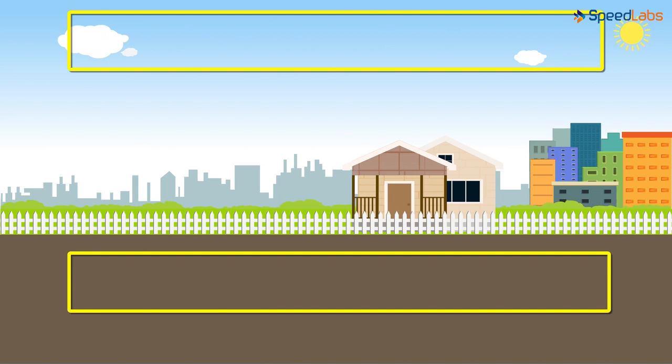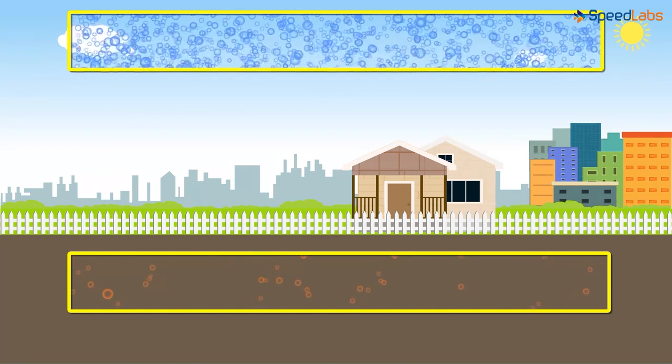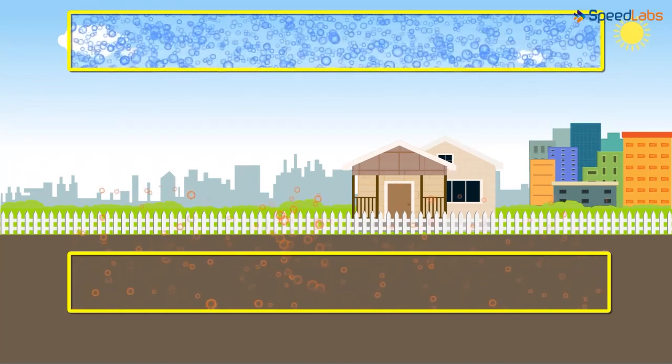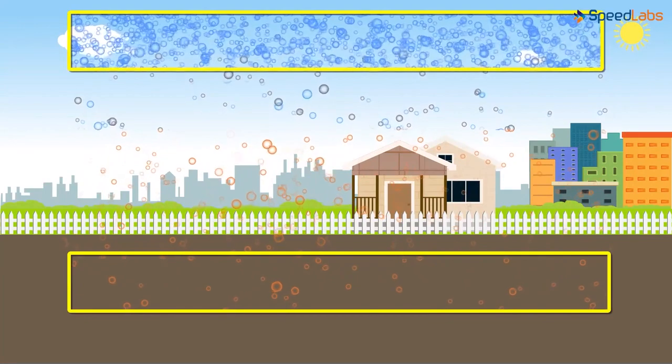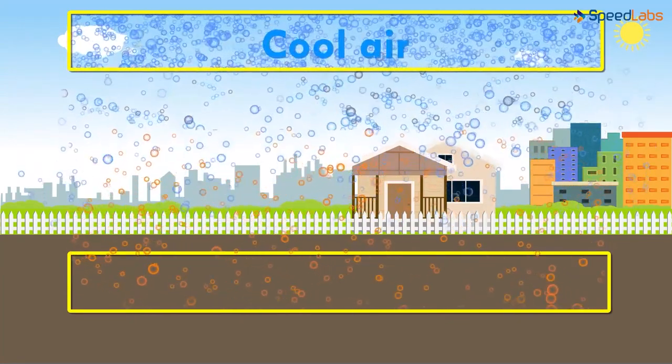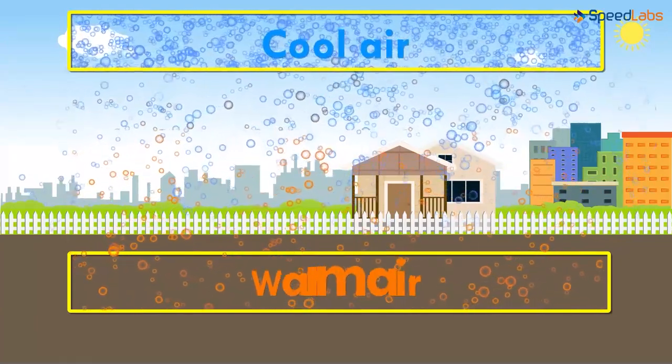As we know, cool air is denser than warm air. When air absorbs heat, it becomes less dense and starts rising upwards. The opposite is true for cool air. The molecules of cool air are closer and denser compared to the warm air.